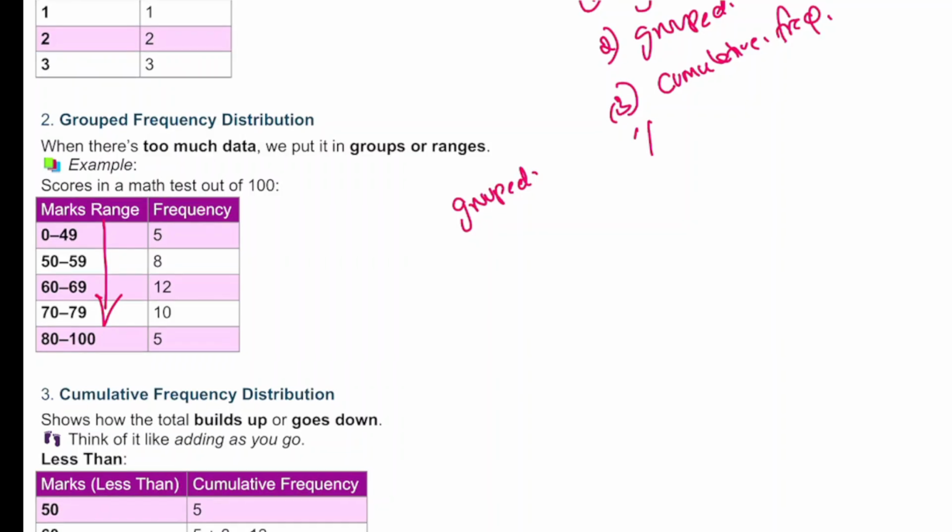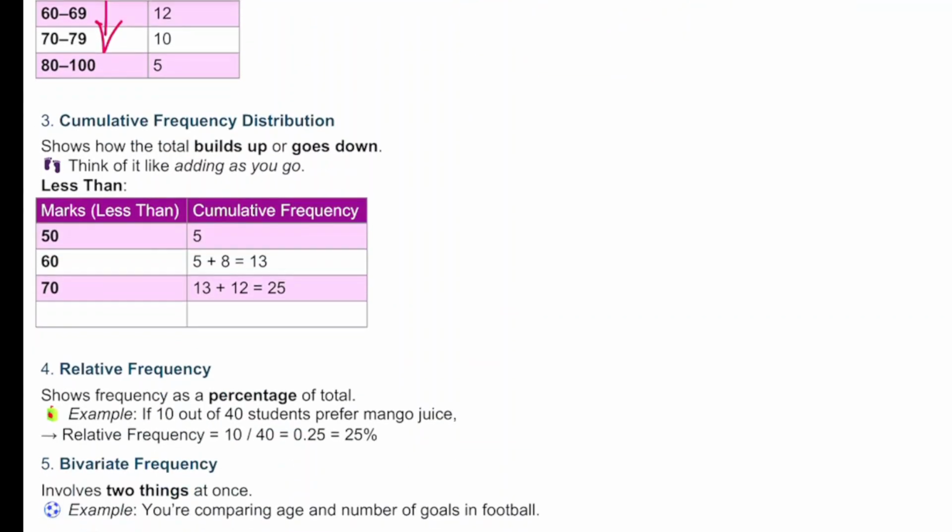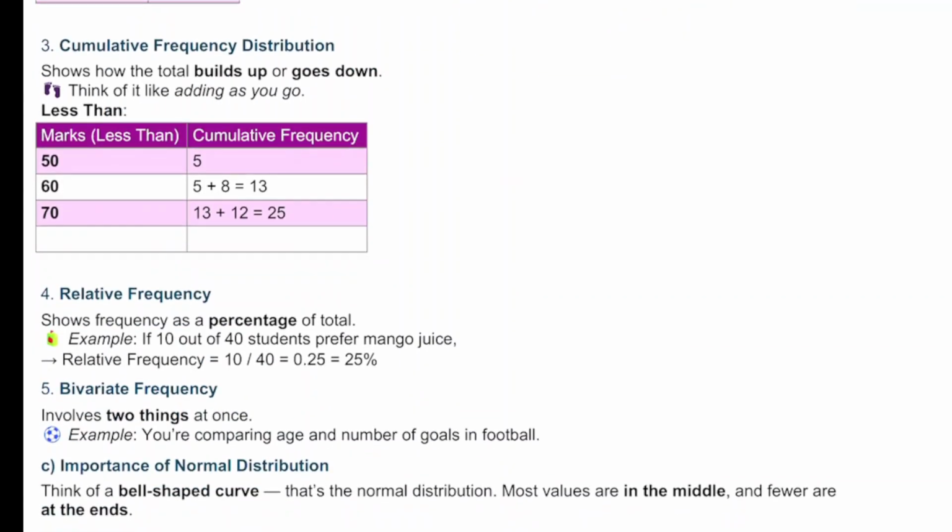And then the fifth one is bivariate frequency. It involves two things at once. You are comparing age and number of goals in football. You start with more than 30 years and number of goals, then less than 30 years and number of goals. So you are comparing age and number of goals in football. Bivariate frequency, two things at once.